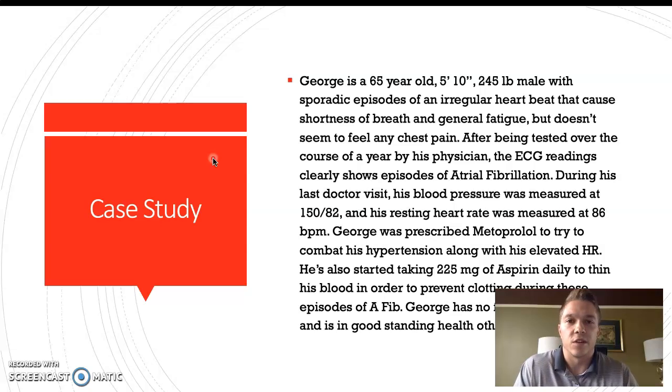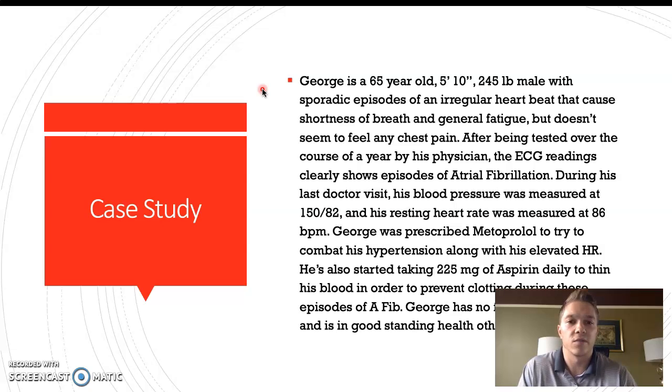So here we have a case study, and we're going to put together what we just learned into actually treating a patient. So George is a 65-year-old, 5'10", 245-pound male with sporadic episodes of an irregular heartbeat that cause shortness of breath and general fatigue, but doesn't seem to have any chest pain. After being tested over the course of a year by his physician, the ECG readings clearly show an episode of atrial fibrillation.